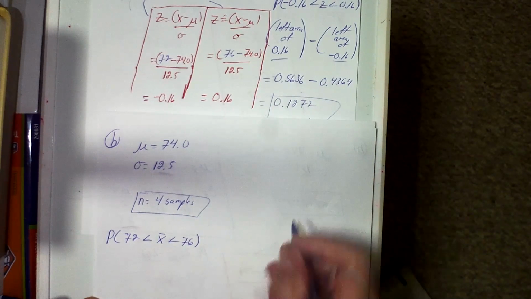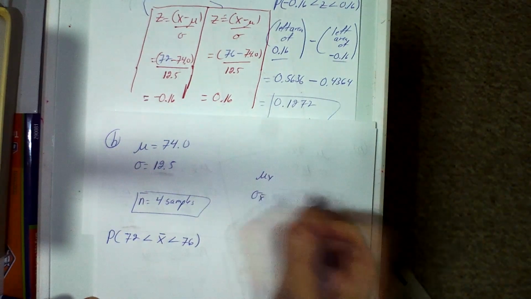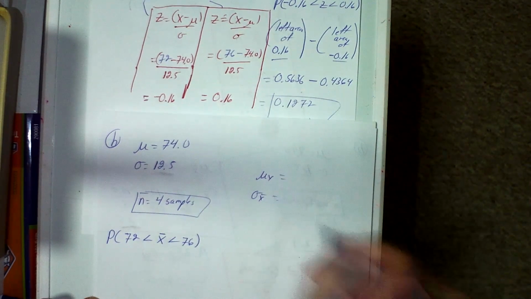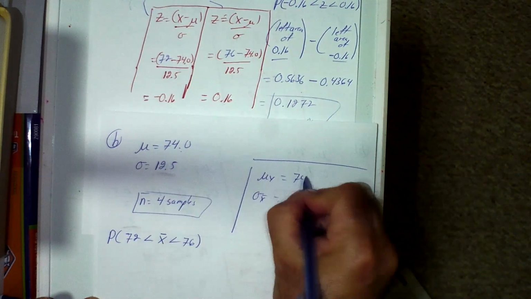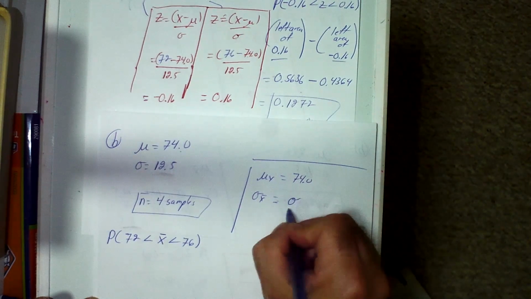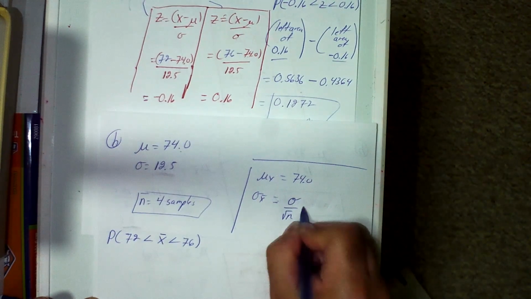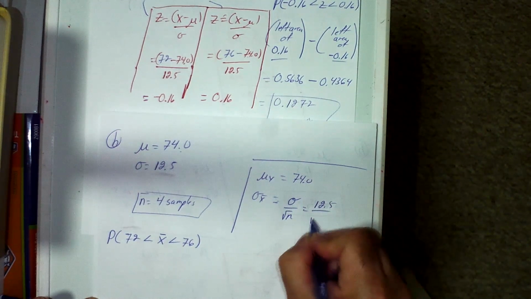I have to go over here and I have to compute these numbers on the side. This is the same, 74. This one's going to change. So I'm going to do sigma divided by the square root of n. This is 12.5 divided by, what's the square root of 4?